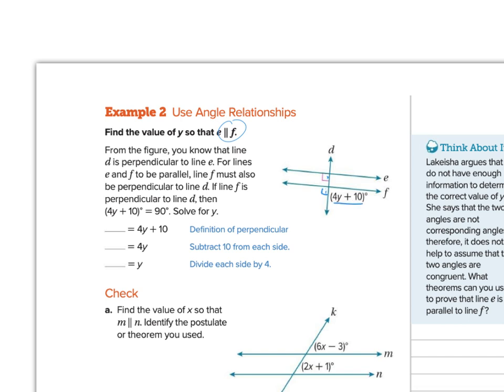So I can say that 4y plus 10 is equal to 90 degrees, and I can do my inverse operations. And 80 is equal to 4y divided by 4. So if y is 20 degrees, then we have parallel lines. That's all we're doing here, is what value of y. If it's anything other than 20, then those lines would not be parallel.